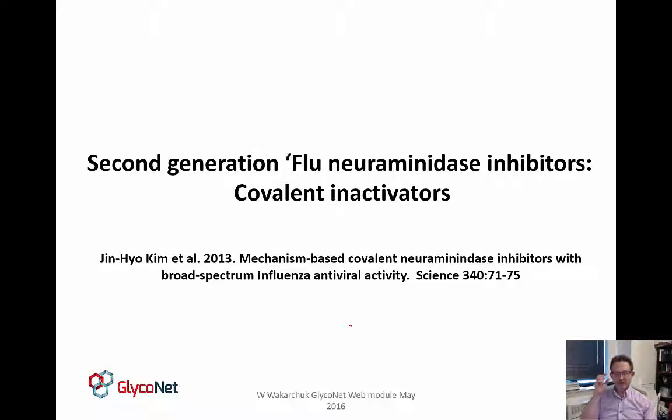So what I'd like to do now is to talk about some second-generation neuraminidase inhibitors. These ones are covalent inactivators. And this is work that came out of the Withers lab at UBC, and there was a Science paper that came out in 2013 that documented some of this work.